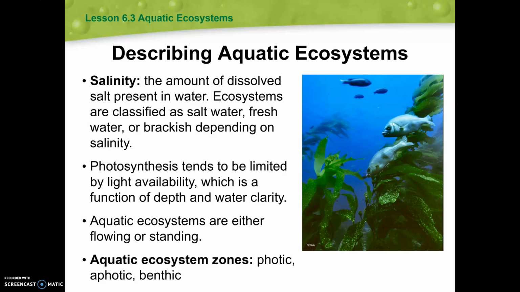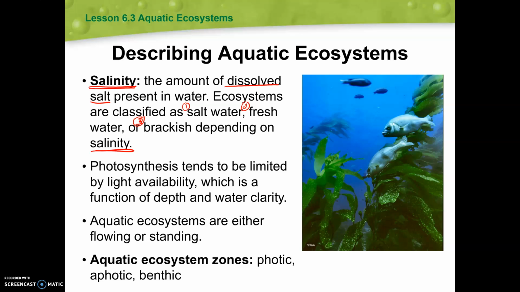So if we want to start by describing our aquatic biomes, we should talk about our salinity levels. Let's review. Salinity is the amount of dissolved salt in our water. So it talks about the salt content that we're going to see. Three different ecosystems can be classified as saltwater, freshwater, or brackish water. Those are the 3 different ones that we can see, and these are all dependent on the amount of salinity that we can find in those waters.